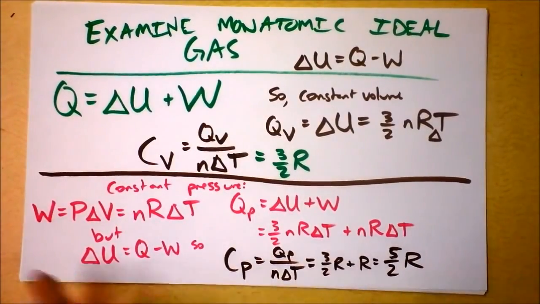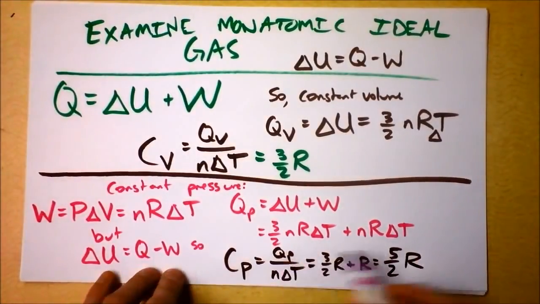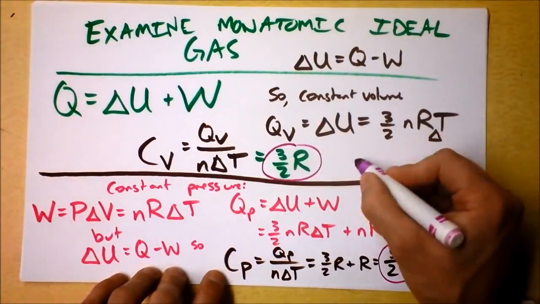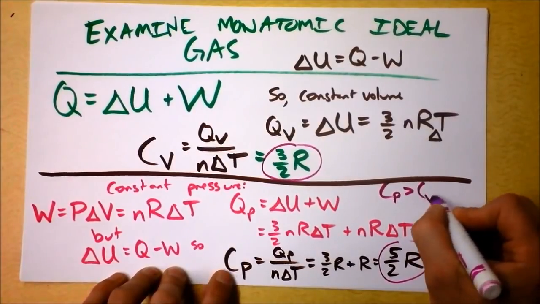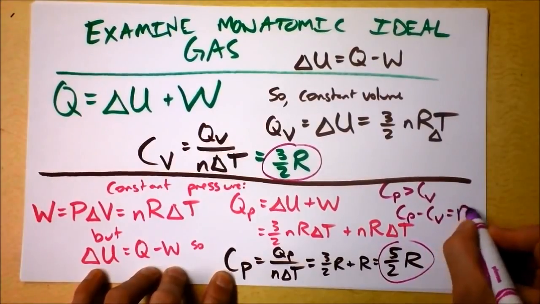Creighton, look at this. Look. Oh, I can't use that color. What I'm saying is that CP is 5/2 R, and CV is 3/2 R, and just as you've said, CP is greater than CV. I'm going to say that CP minus CV is simply R.